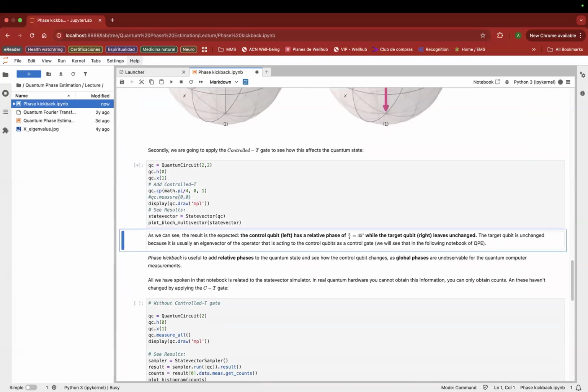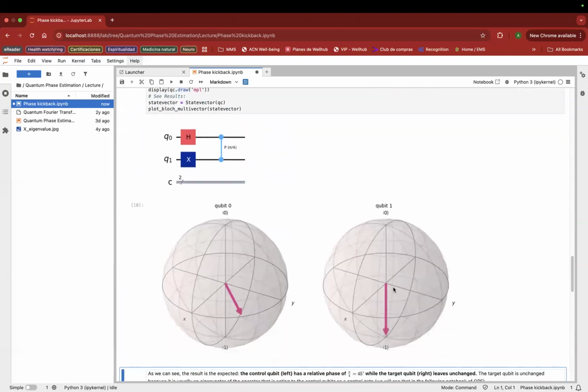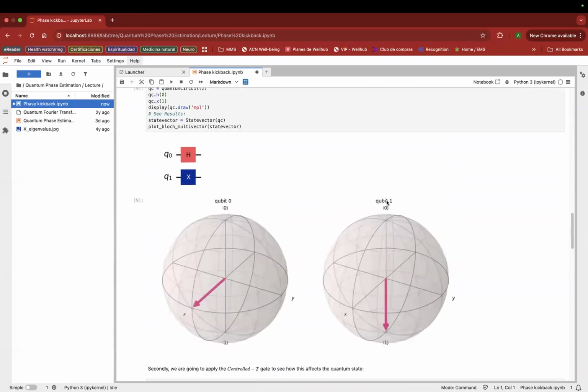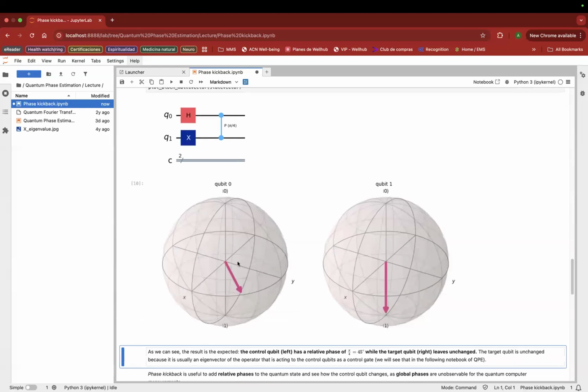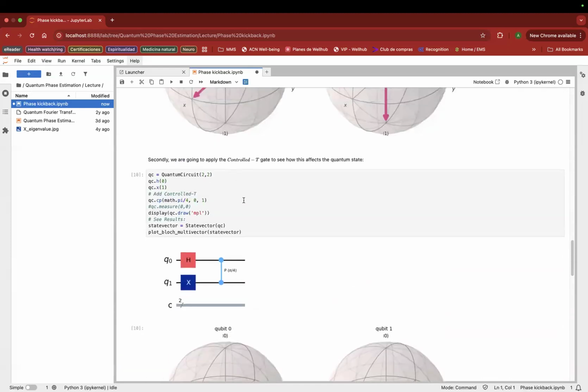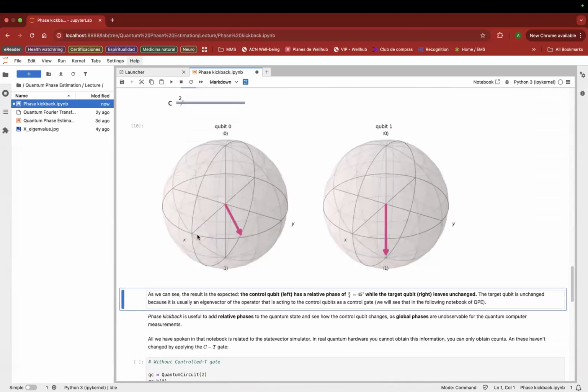And now, when we apply the control T gate, what is happening? The target qubit is left unchanged, okay? Because no operation is affecting it, while the control qubit is changed. It has a relative phase from here to here of π/4. This is why it's plus π/4. If it was minus π/4, it would go the other way around. Maybe I'm not right as before, but yeah. Okay, so this is the phase kickback effect.